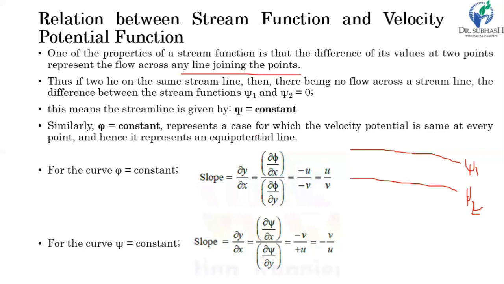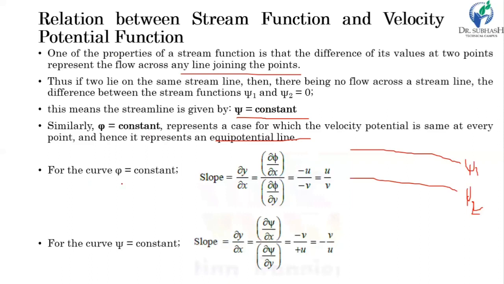So here, if the value of psi is constant along any line, then it is called a constant stream function line. And if the value of phi is constant for any line, it is called a velocity potential function line or an equipotential line. So this represents two different lines. One is the stream function line, or simply a streamline, and another is the equipotential line or velocity potential line. Now let's see the slope of both these lines.